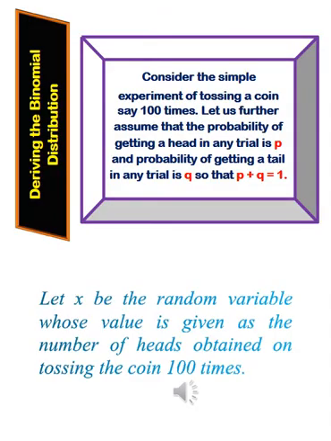Consider the simple experiment of tossing a coin, say 100 times. Let us further assume that the probability of getting a head in any trial is P and the probability of getting a tail in any trial is Q, so that P plus Q equals 1.